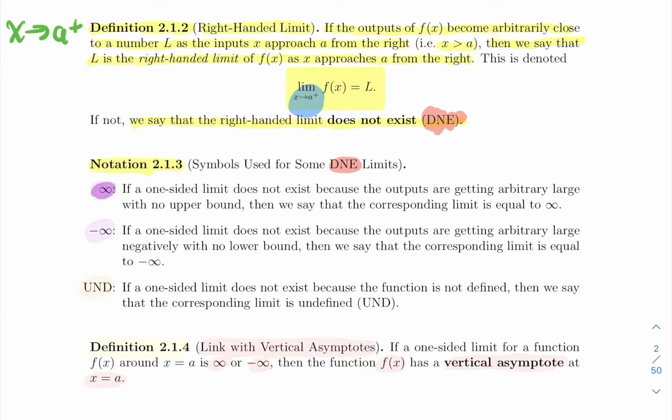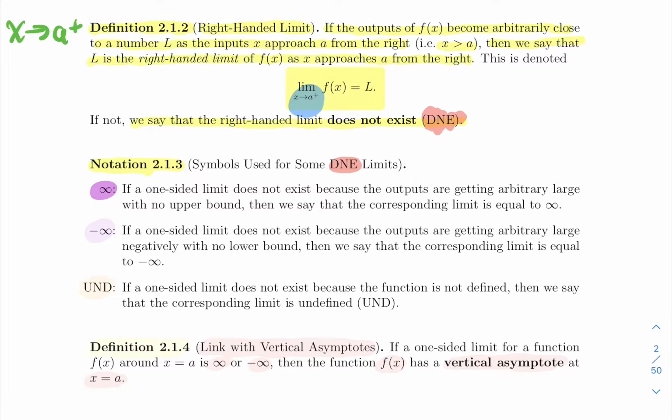The first symbol is infinity. When are you going to use the infinity symbol? Well, if you're computing a left or right limit and the outputs are just getting bigger and bigger with no upper bound, then we're going to say that the limit is equal to infinity. Of course, this is not philosophy where we debate whether infinity exists in the vacuum of space. I don't care about that. If the outputs get bigger and bigger with no upper bound, you say the limit does not exist because it goes to infinity, so we summarize that with equal to infinity.